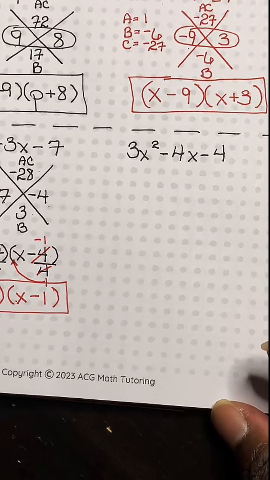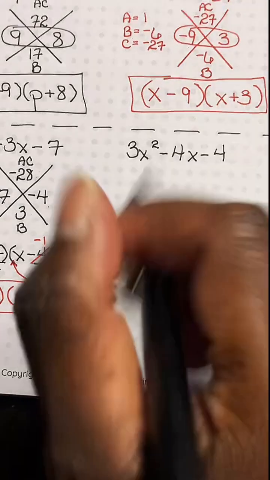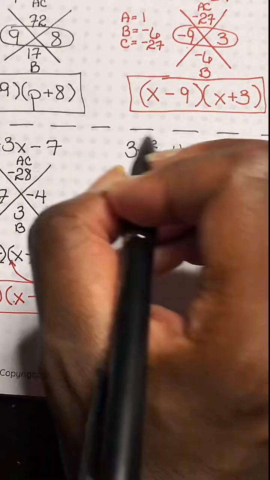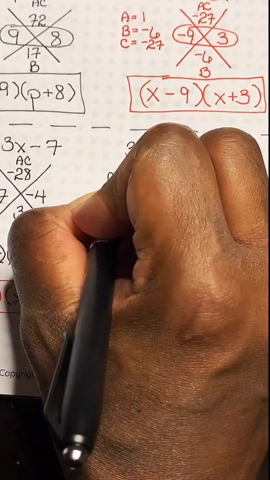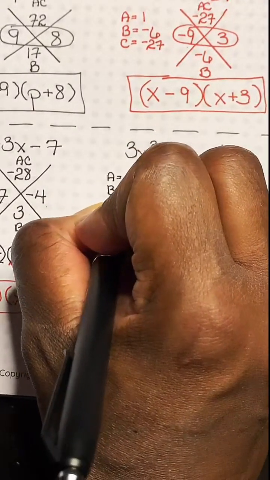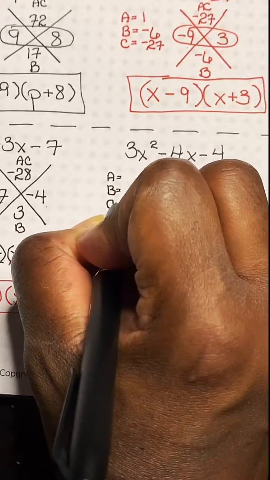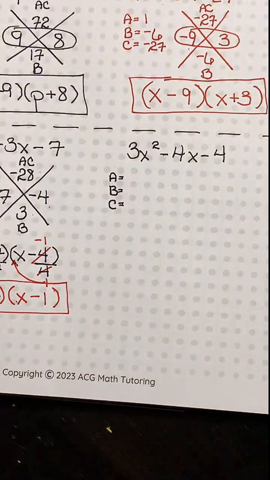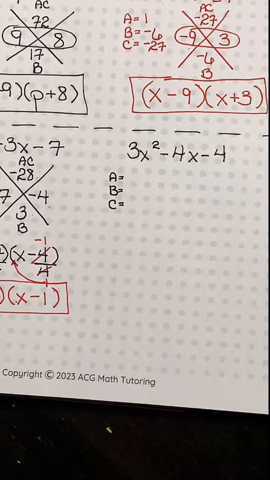All right? So, first thing, let's go. Tell me what my A is, what my B is, and what my C is. Okay, so let's start there. Put it in the chat. What's my A, my B, and my C?